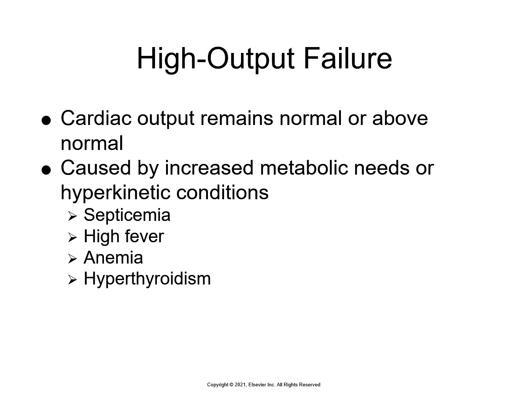High output failure means that the cardiac output remains normal or above normal, but this is caused by an increase in metabolic needs or a hyperkinetic condition, and this can be found in people who have hyperthyroidism, people who have anemia. Their heart rate is beating faster because of the oxygen carrying capacity, and high fevers. Of course, that's a higher metabolism, and septicemia. So in septicemia, you may see somebody who has high output failure because they need more than they have, and they have a normal cardiac output, but they need more than that. So that's high output failure.